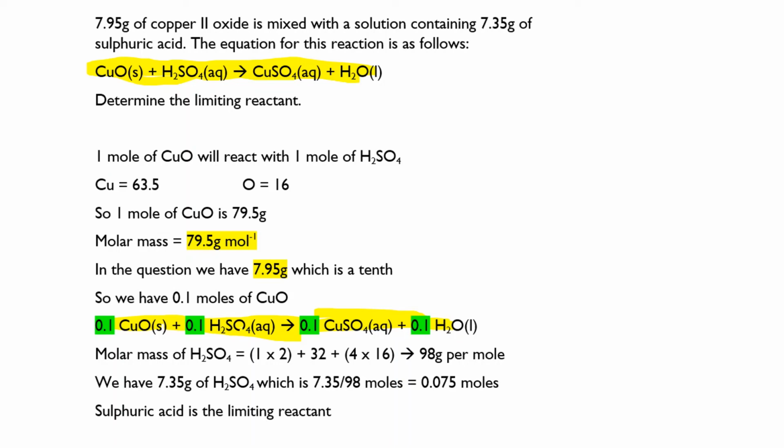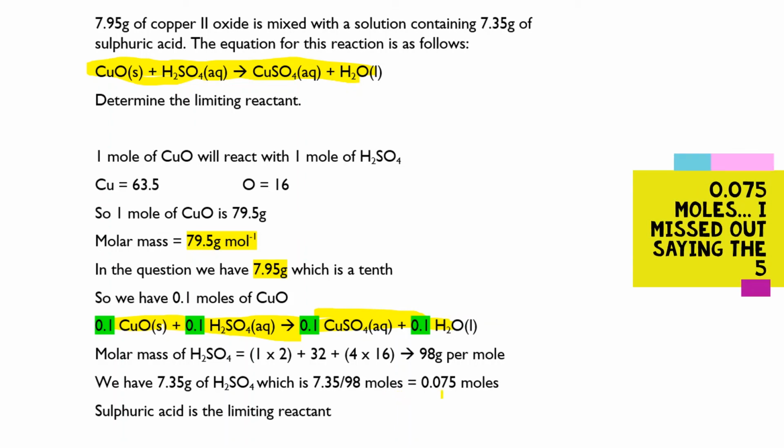Now, if we use 0.1 moles of CuO, that means 0.1 moles of CuSO4 is made. Now let's calculate the number of moles of H2SO4. What is the molar mass of H2SO4? You know hydrogen is 1, sulfur is 32, and oxygen is 16. Add all of them up, with 4 oxygens and 2 hydrogens, and altogether you have 98 grams per mole. You have 7.35 grams of sulfuric acid in the question, so you do 7.35 divided by 98 and get about 0.075 moles.